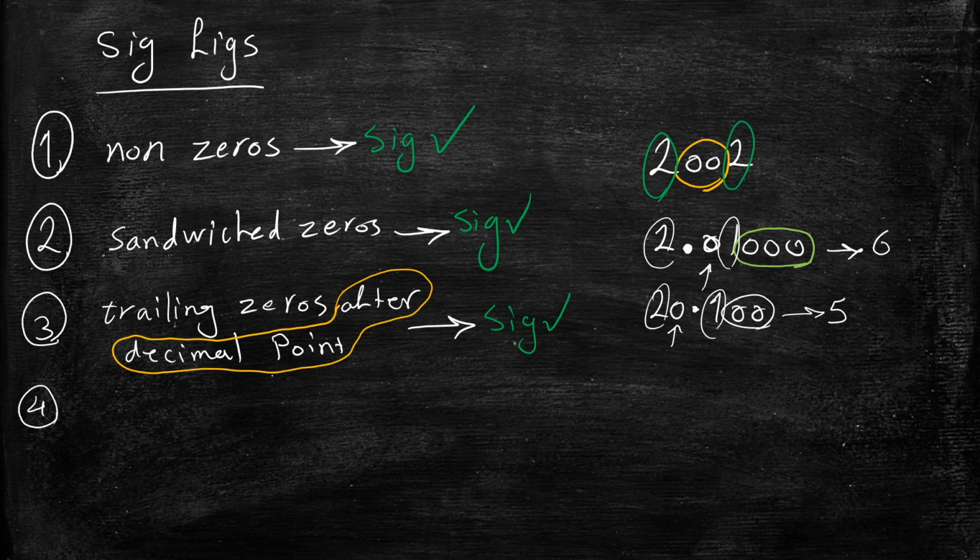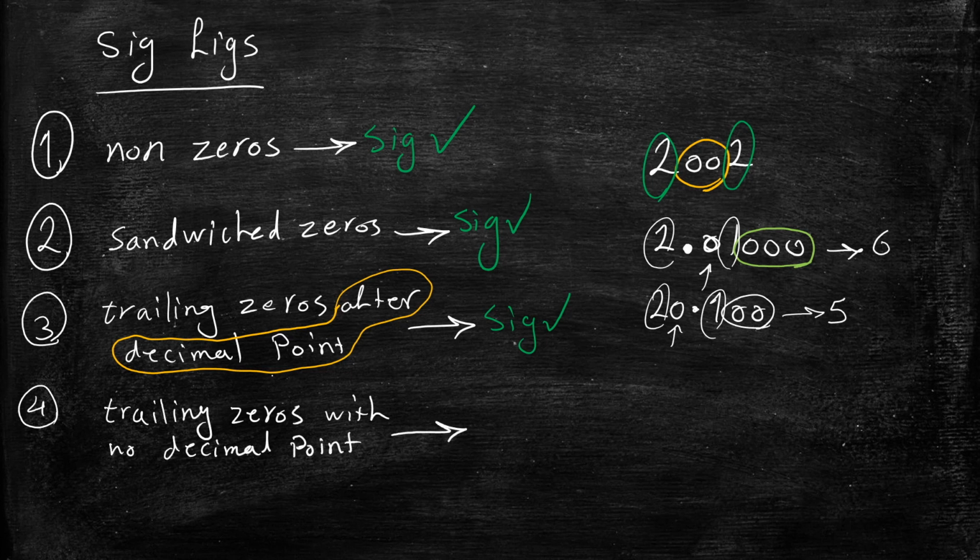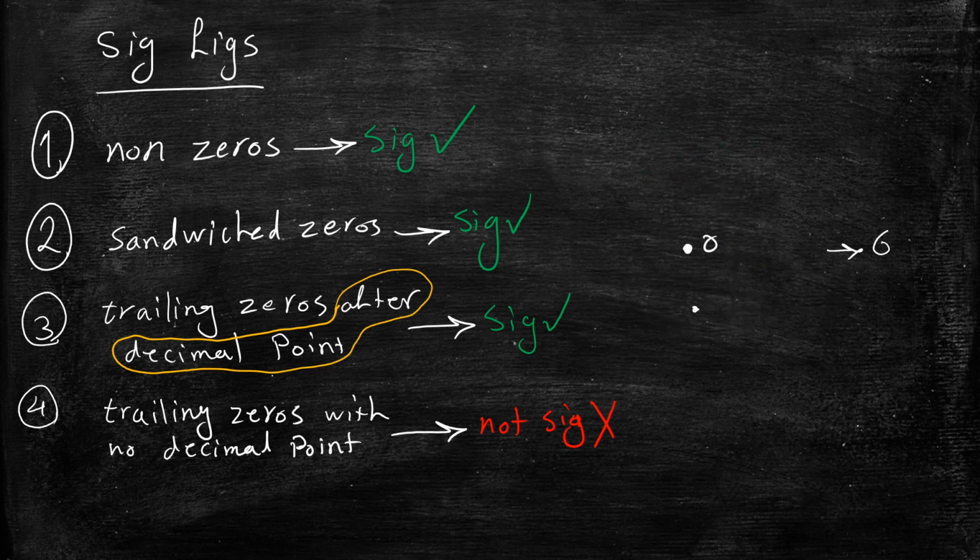Let's see the 4th rule. Trailing zeros with no decimal point are not significant. Trailing zeros in a number with no decimal point are not counted as significant. Look at this example. Trailing zeros with no decimal point.